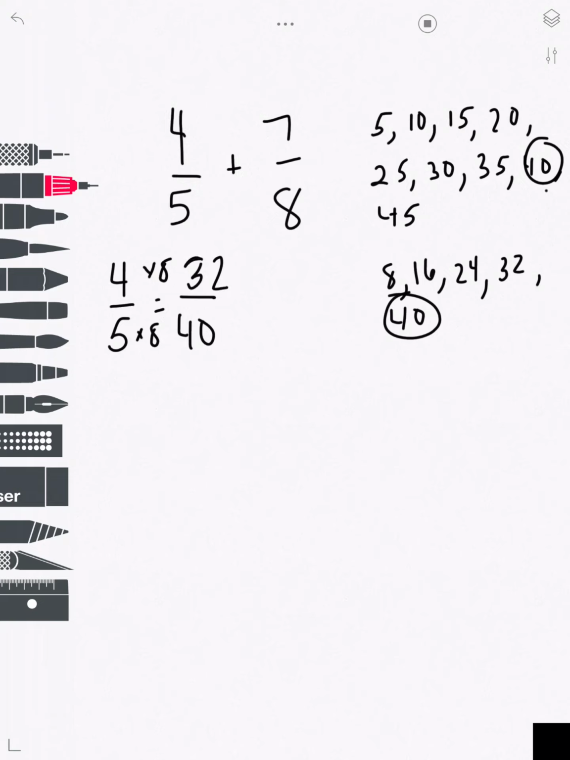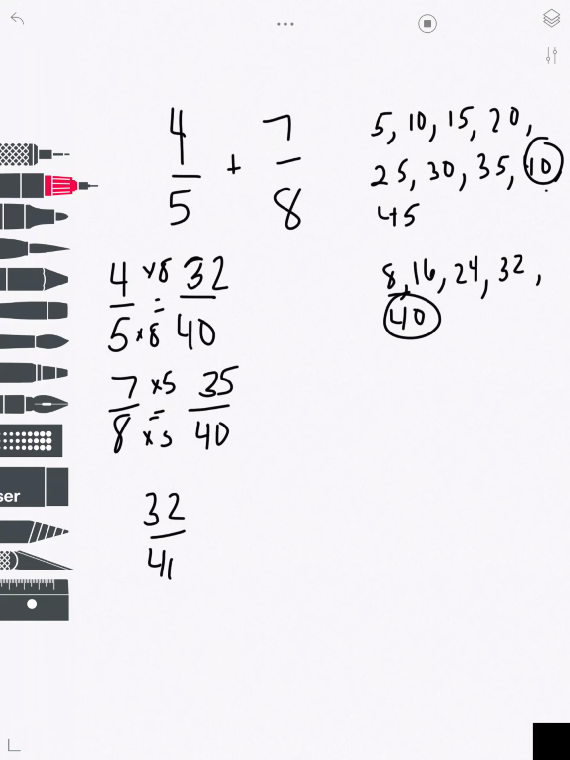Okay, and I've got to convert 7/8 as well. That also needs a denominator of 40. So 8 times 5 is 40. And I've got to multiply my numerator by the same number, for 35. Okay, so now I'm working with 32/40 plus 35/40.